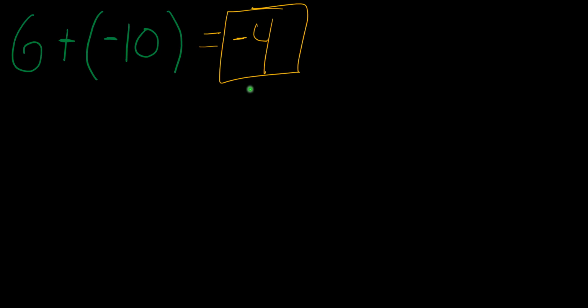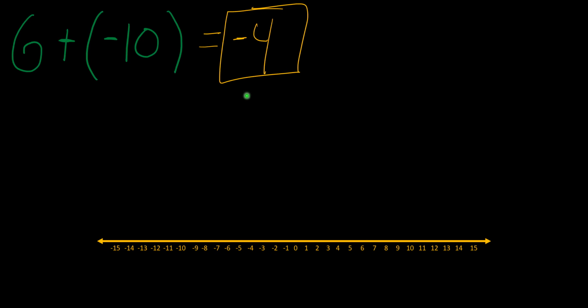Now, another way we can conceptualize this is with a number line. Let's say we are at positive 6 and we go down 10. So 1, 2, 3, 4, 5, 6, 7, 8, 9, 10. We end up at negative 4.